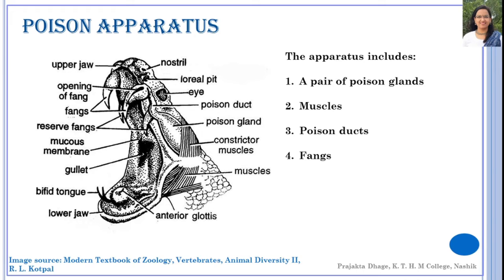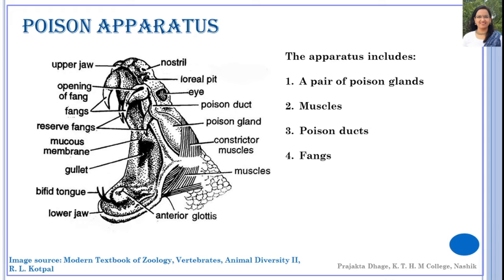They are supposed to be modified supralabial or parotid glands. Poison glands are small and oval in sea snakes and large and tubular in vipers. Ligaments hold the gland in position. The anterior end of the gland is attached to the anterior ligament, whereas the posterior ligament runs in between the gland and the quadrate bone.